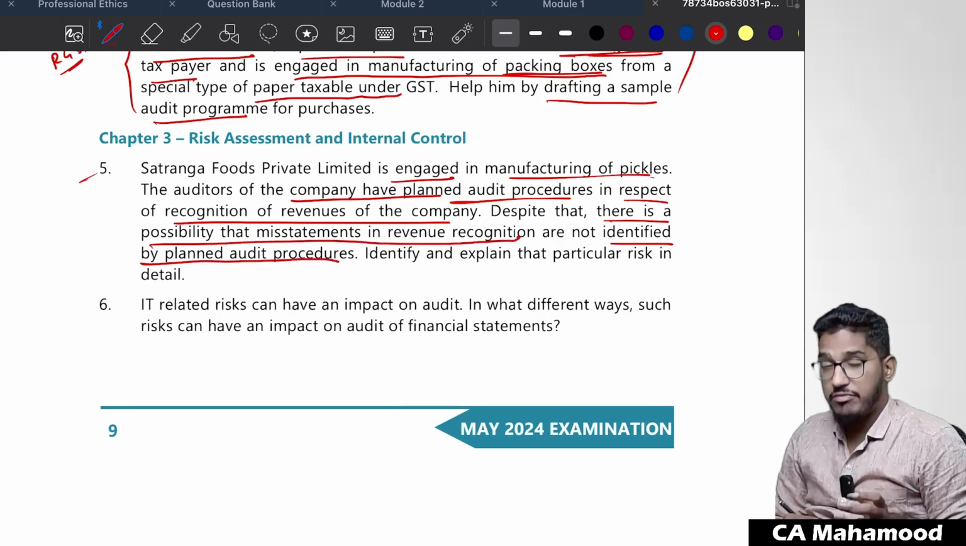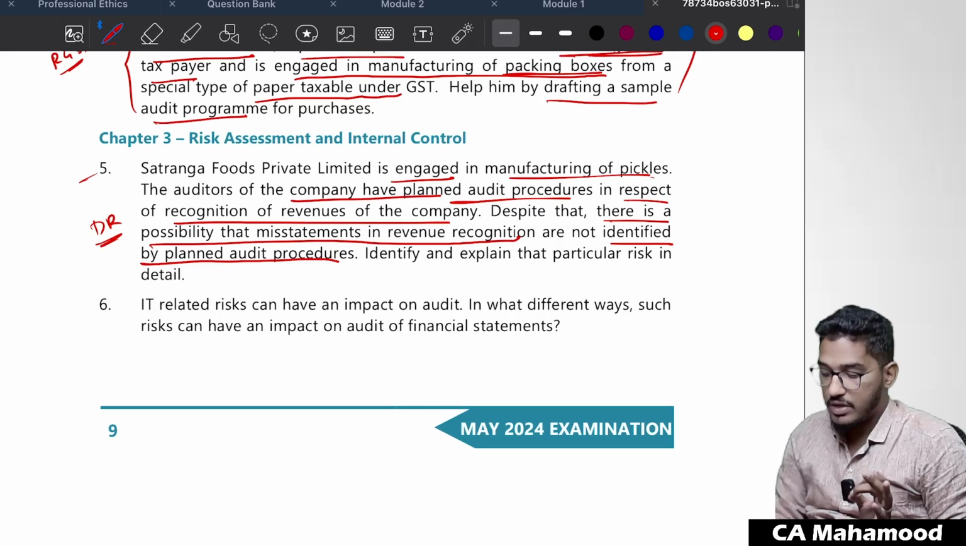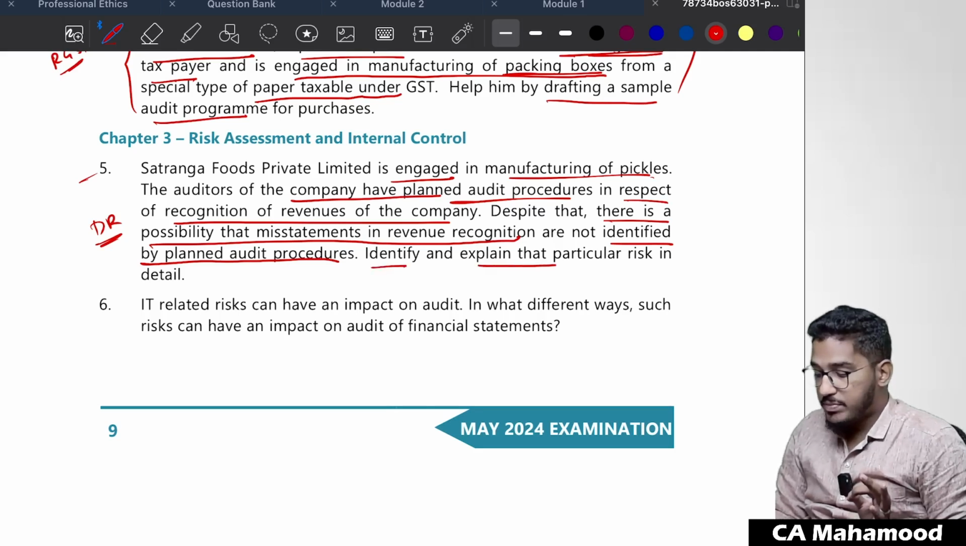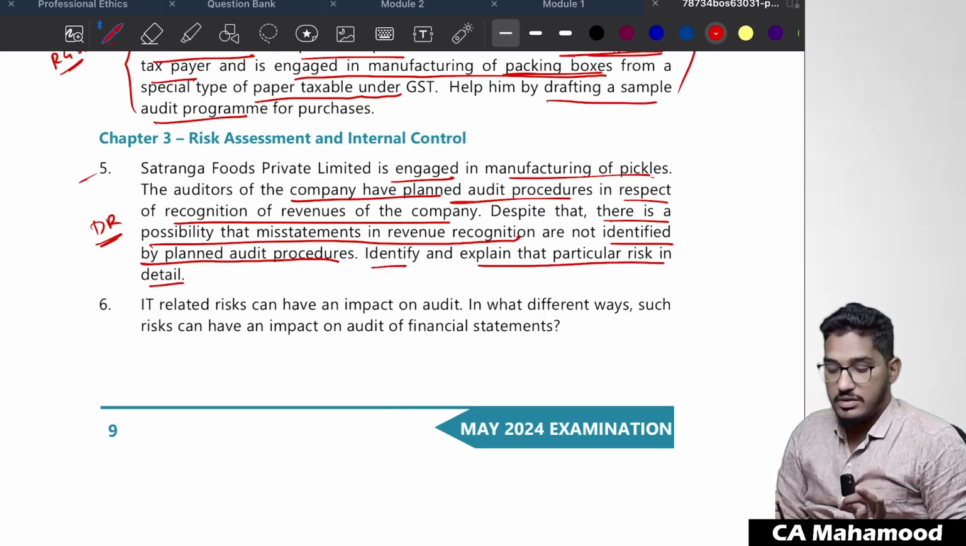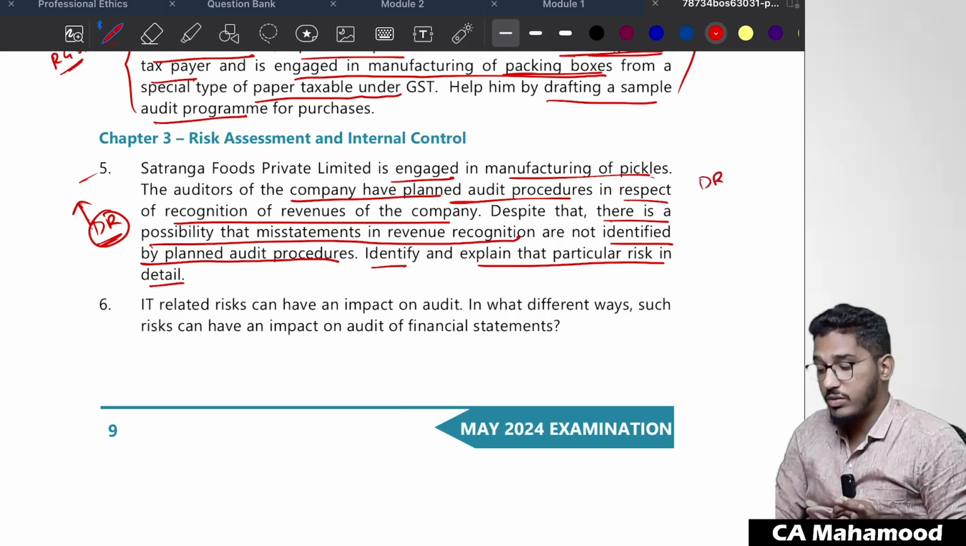Whatever audit procedures you have performed, they might not be able to identify the misstatements. The procedures performed by the auditor may not be able to detect a misstatement. What risk is it? It is a detection risk. Identify and explain that particular risk in detail. They are asking you to explain this detection risk in a detailed manner. So you are required to write the meaning of the detection risk and elaborate it.